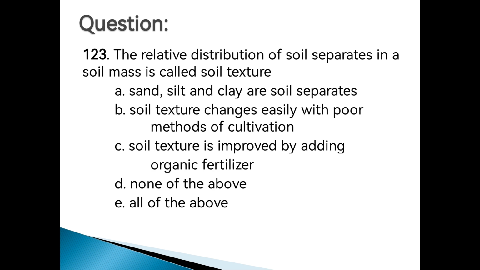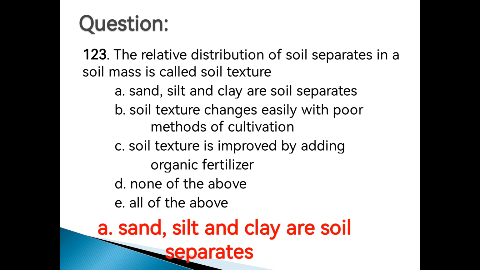123. The relative distribution of soil separates in a soil mass is called soil texture. A. Sand, silt, and clay are soil separates. B. Soil texture changes easily with poor methods of cultivation. C. Soil texture is improved by adding organic fertilizer. D. None of the above. E. All of the above. The correct answer is A. Sand, silt, and clay are soil separates.